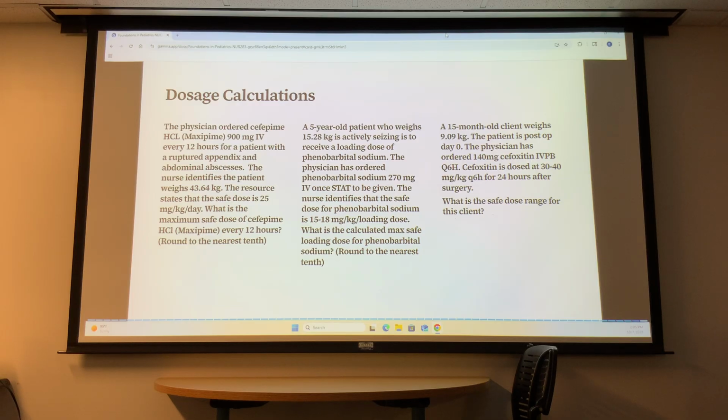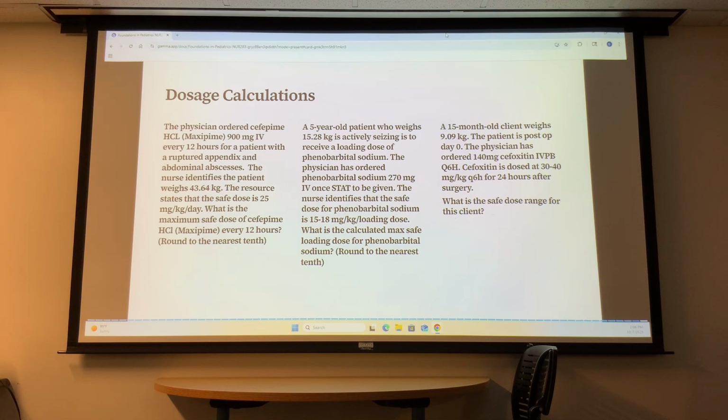Okay, so then your next one says that you've got a 5-year-old who weighs 15.28 kilos, and they are going to get a loading dose of phenobarbital. The physician ordered that dose of 270 milligrams IV once stat to be given. You identified that the dose for phenobarbital should be between 15 and 18 milligrams per kilo per dose, right? So we're going to do 15 and 18, okay? And that's per dose, okay?